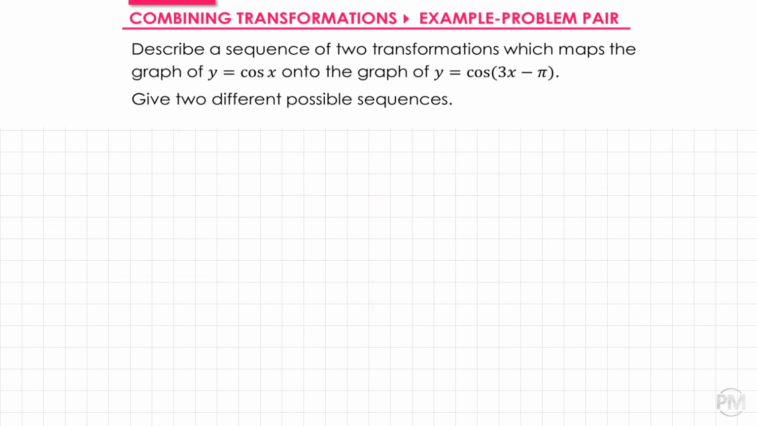Here's how I got my solution then. The easiest combination of transformations is to start with the translation. We'll translate by pi, 0. That means we replace x by x minus pi.